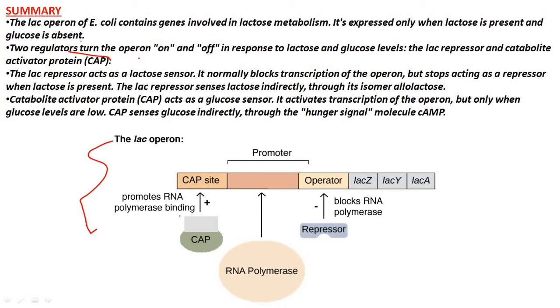So here is the structure of the Lac operon, in more detail. There is the operator site, the promoter, and RNA polymerase. When the operator is blocked by the repressor, it blocks RNA polymerase from transcribing. And this is the CAP site that promotes the RNA polymerase binding too.